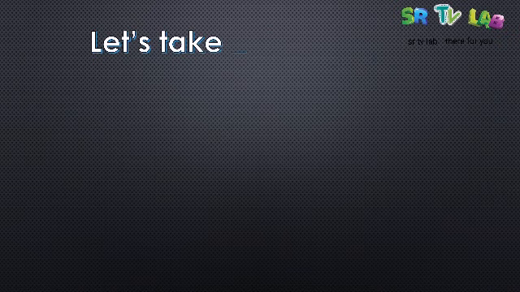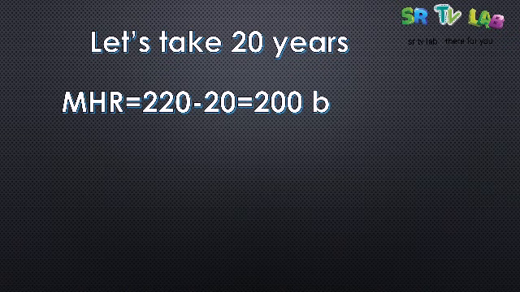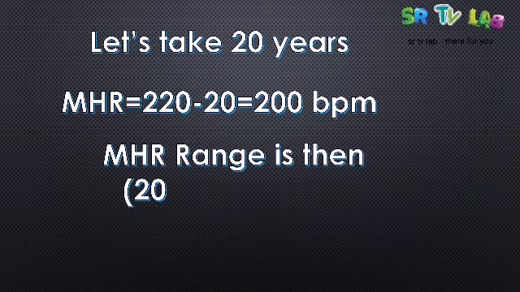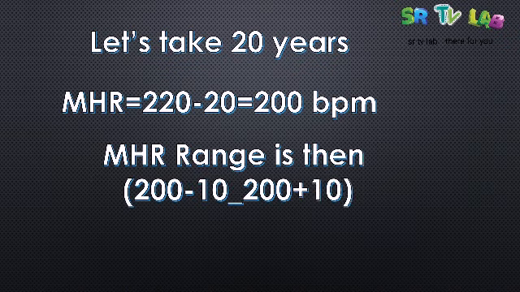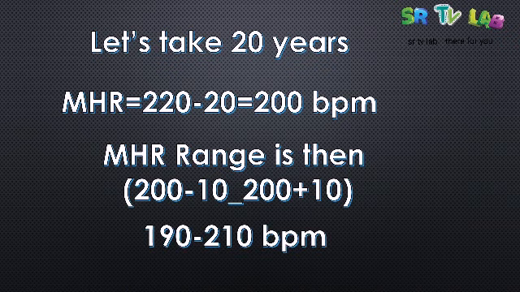Let's take an example of someone who is 20 years old. The maximum heart rate will be 220 minus 20, which is equal to 200 beats per minute. Now let's see the maximum heart rate range. It is 200 minus 10 up to 200 plus 10, which means the maximum heart rate should range from 190 to 210 beats per minute. This is the maximum heart rate of someone who is 20 years old.